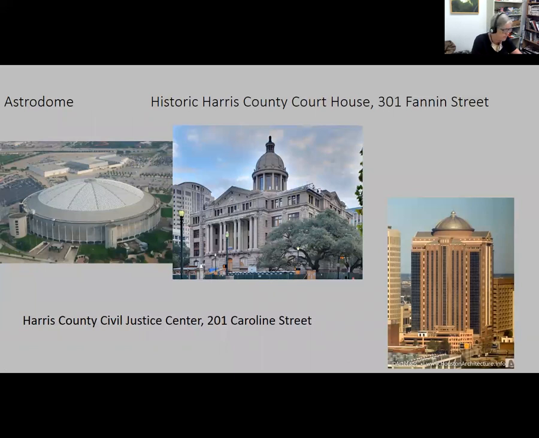In Houston, there's probably more than just these domes, but there's the Astrodome. There's the Harris County, there are 2 different Harris County courthouses. This is the historic Harris County courthouse. We talked about this when we were talking about different kinds of columns. There's a dome. If they let you go inside of there, there's stained glass too. And also the Harris County Civil Justice Center on Caroline Street has a dome.